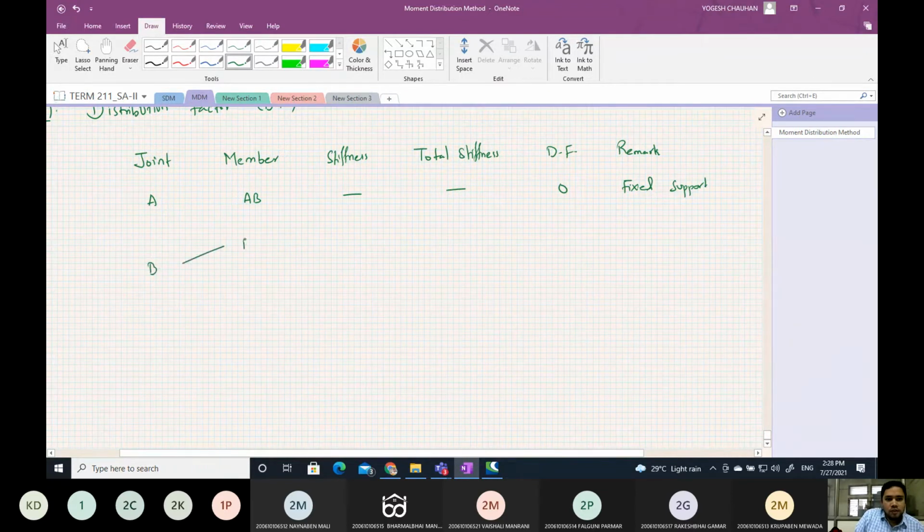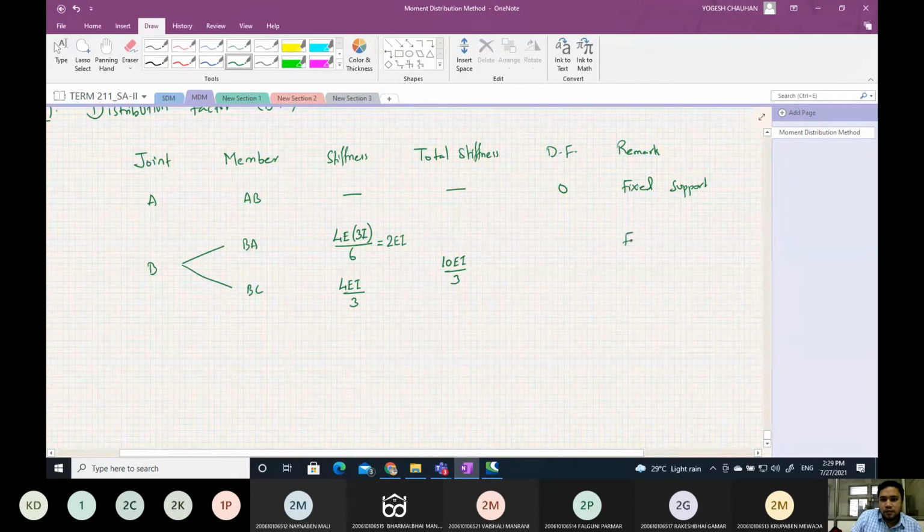Second, joint B, it is connected to BA and BC. Now the stiffness of BA member, here the far end is fixed, so this will be 4EI by L. I is 3I for this member, by length is 6 meter, so this will be 2EI. And for this segment it will be 4EI by L, L is 3 meter for this segment, so it will be 4EI by 3. So the total stiffness will be 10EI by 3. So you can find what is the distribution factor for BA and BC.